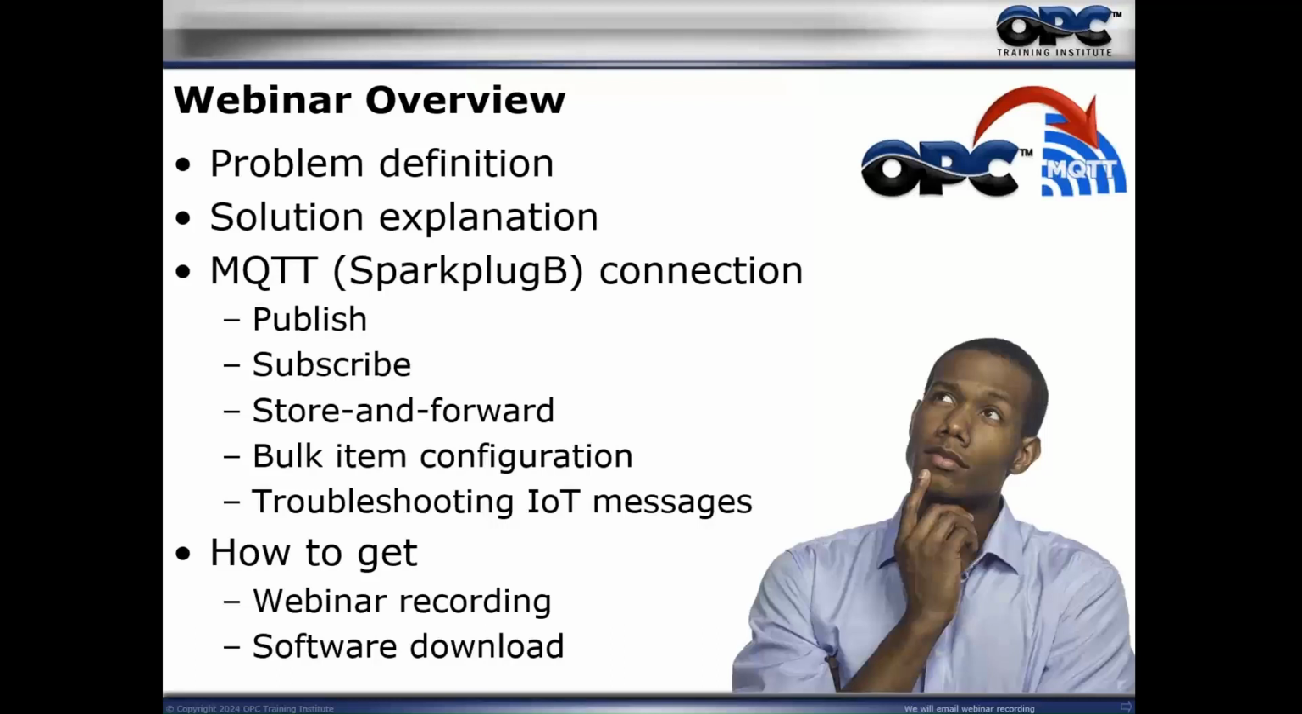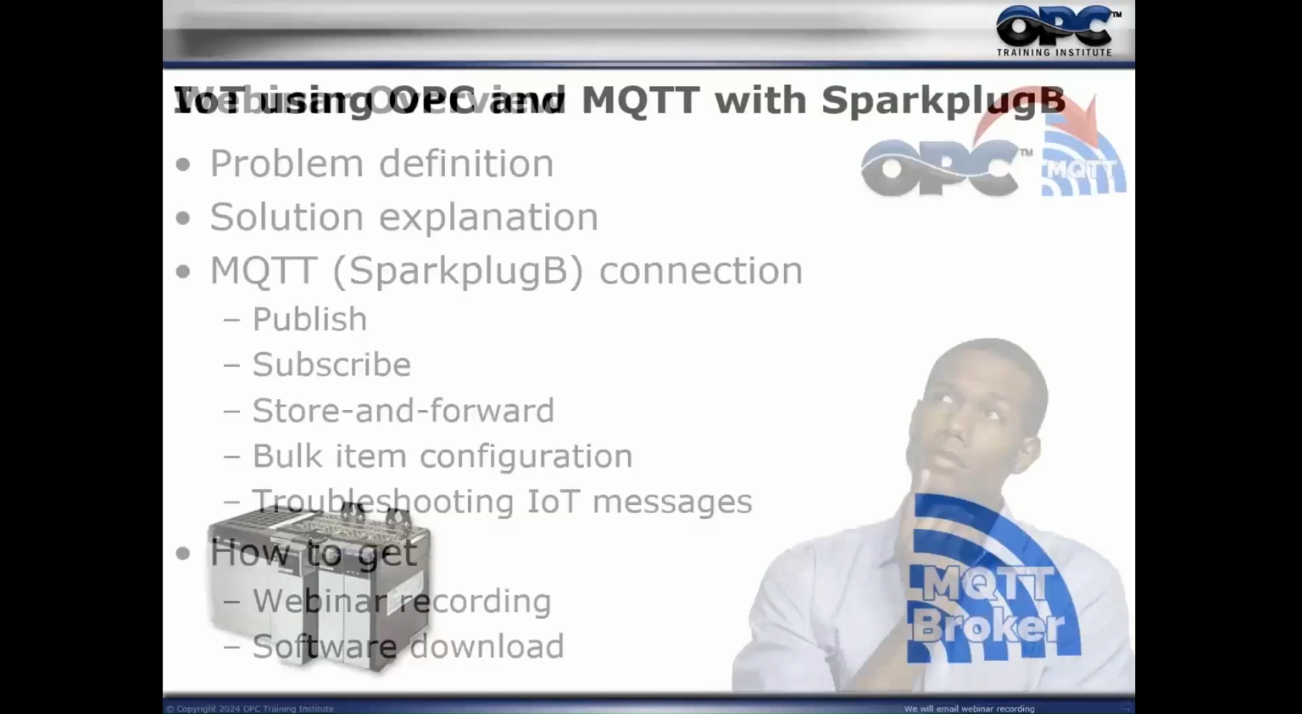We're going to talk about the problem definition itself. What problem is it that we're trying to solve? We'll talk about the solution, and then we'll specifically talk about MQTT and specifically SparkplugB. So we'll talk about those connections. We'll talk about publishing, subscribing, store and forward, bulk item configuration, troubleshooting IoT messages, and of course, we will also talk about the broker. At the end, I will tell you how to get a copy of this webinar recording and how to also download the software.